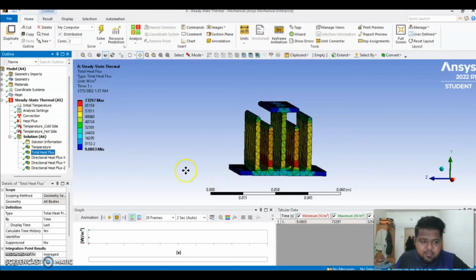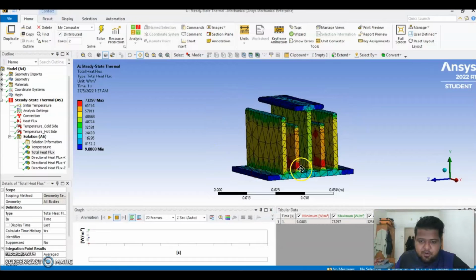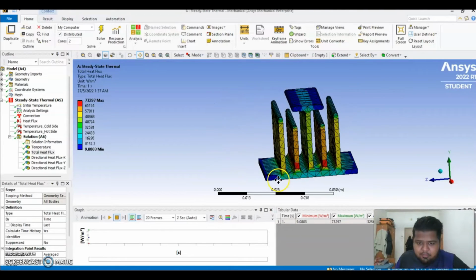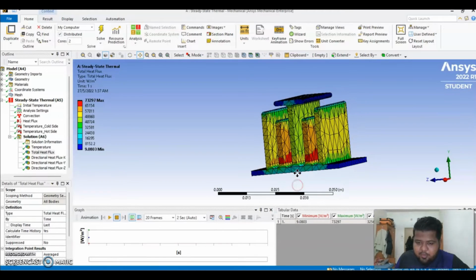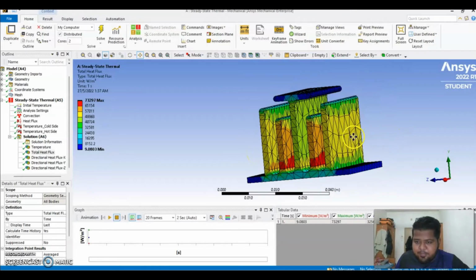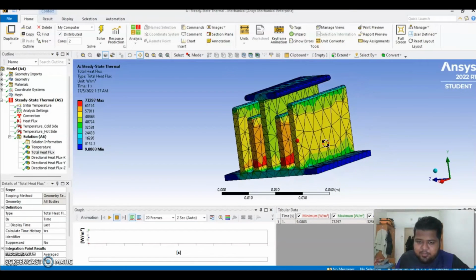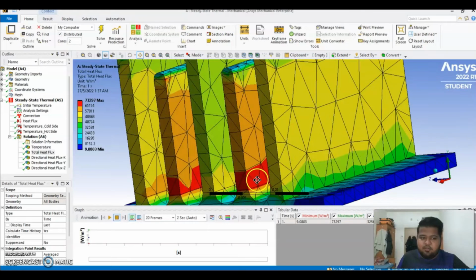Next, we'll look at the total heat flux. Okay, here we are able to notice the total heat flux where there is minimal heat flow, and at certain regions you are able to notice there is up to 7329 and around the range of 48,000 and 57,000, which we can notice at both areas here. And between two fins, there's a very large difference, as you can notice here.